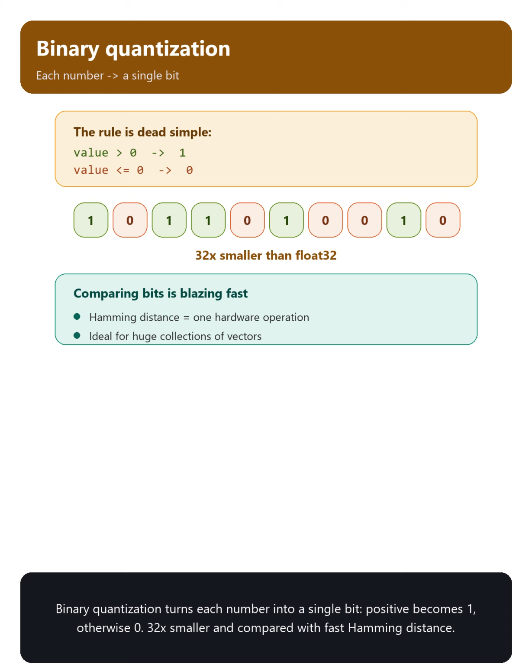The second type is far more aggressive. It is called binary quantization. Here we reduce each number to a single bit, just a 1 or a 0. The rule is simple. If the value is positive, it becomes a 1. If it is negative or 0, it becomes a 0. This makes the vector 32 times smaller. And comparing binary vectors is incredibly fast, because computers can compare bits using a single hardware operation called Hamming distance.